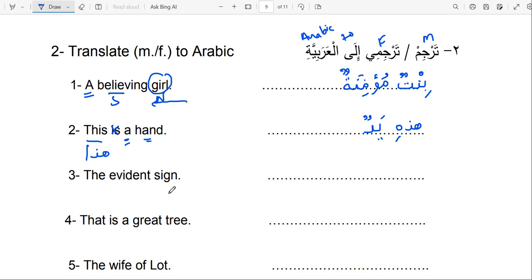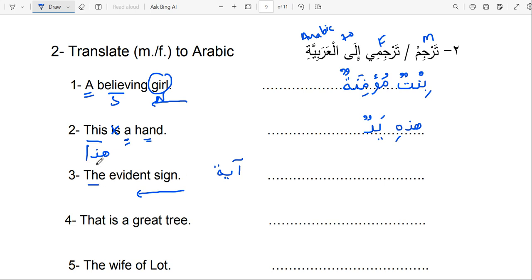And what do you see here? I know that the noun that starts an Arabic sentence is definite. Sign is actually ayah. Ayah in Arabic can mean a sign and also a sentence. So here it means a sign. Ayah. And I know it is definite. Why? Because I can see the al. And the sifa is evident.